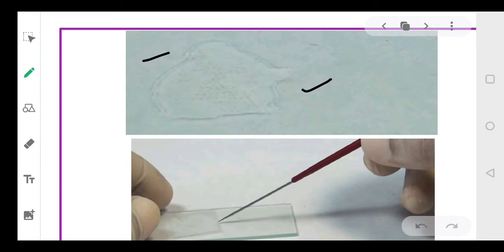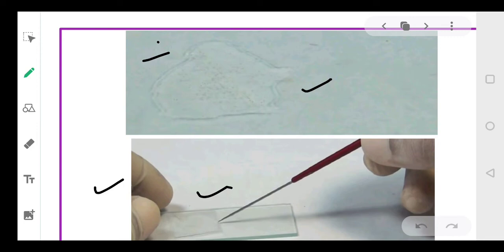Dear students, we have dusted some pollen grains into the solution, and with the help of the needle, we will place the cover slip over it. Make sure while placing the cover slip that there is no formation of air bubbles. From all sides the cover slip should be properly dipped into the solution, and very slowly we will put it on the slide. Now our slide is ready.